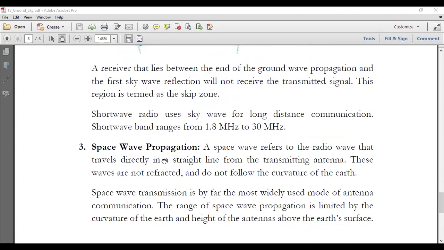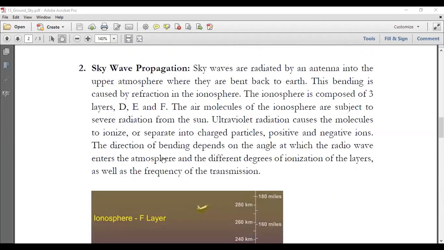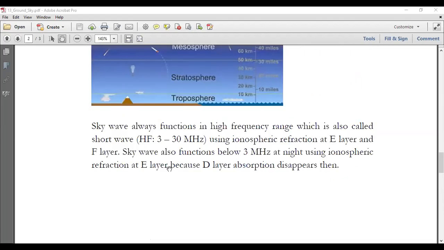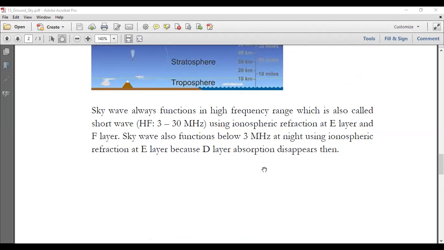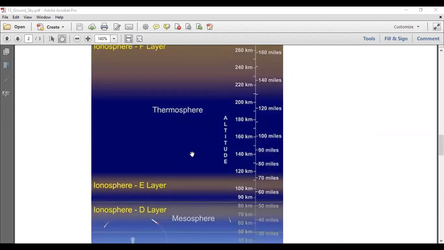Okay, the frequencies that are suitable for skywave are given here. It's a little higher than ground wave. So 3 to 30 megahertz, which is high frequency, called HF. And the refraction occurs at layers E and F.